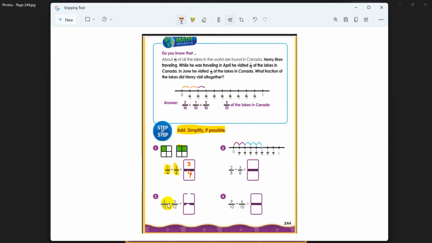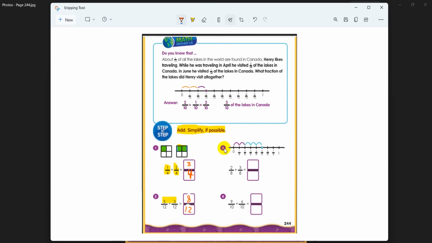Number 2, 5 twelfths plus 3 twelfths. We just add the numerators. 5 plus 3 equals, yes, very good, it's 8. And down, this is 4, not 9. Here 5 plus 3 equals 8, and then we write the 12 at the denominator, we don't add it.